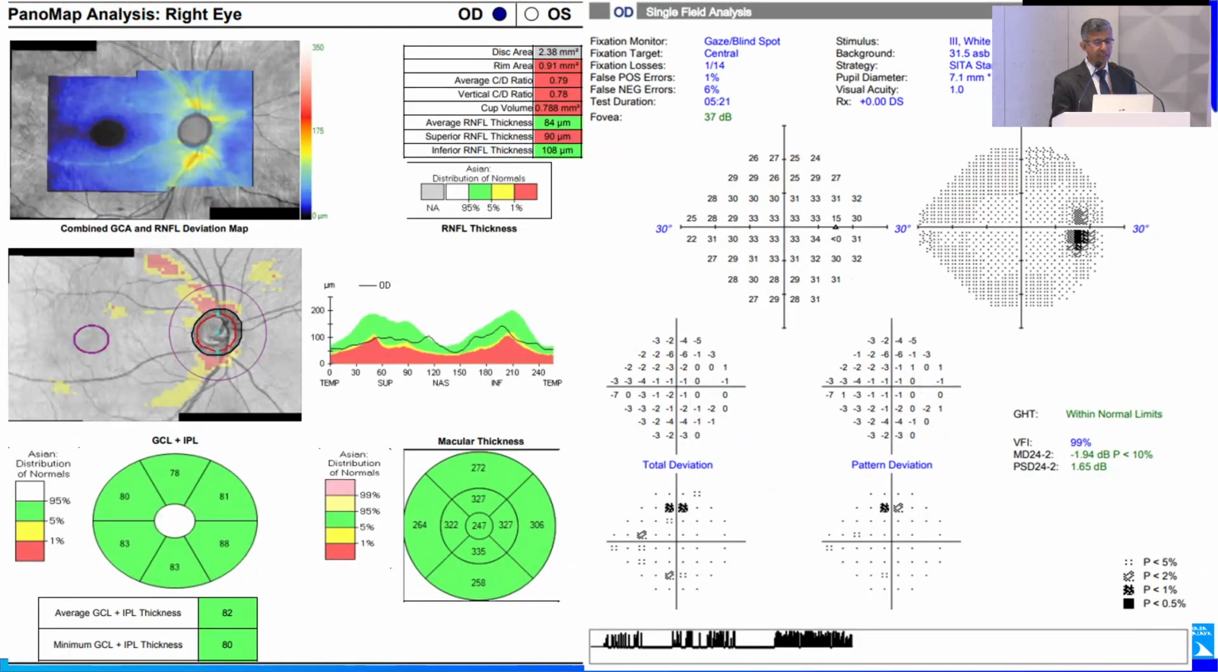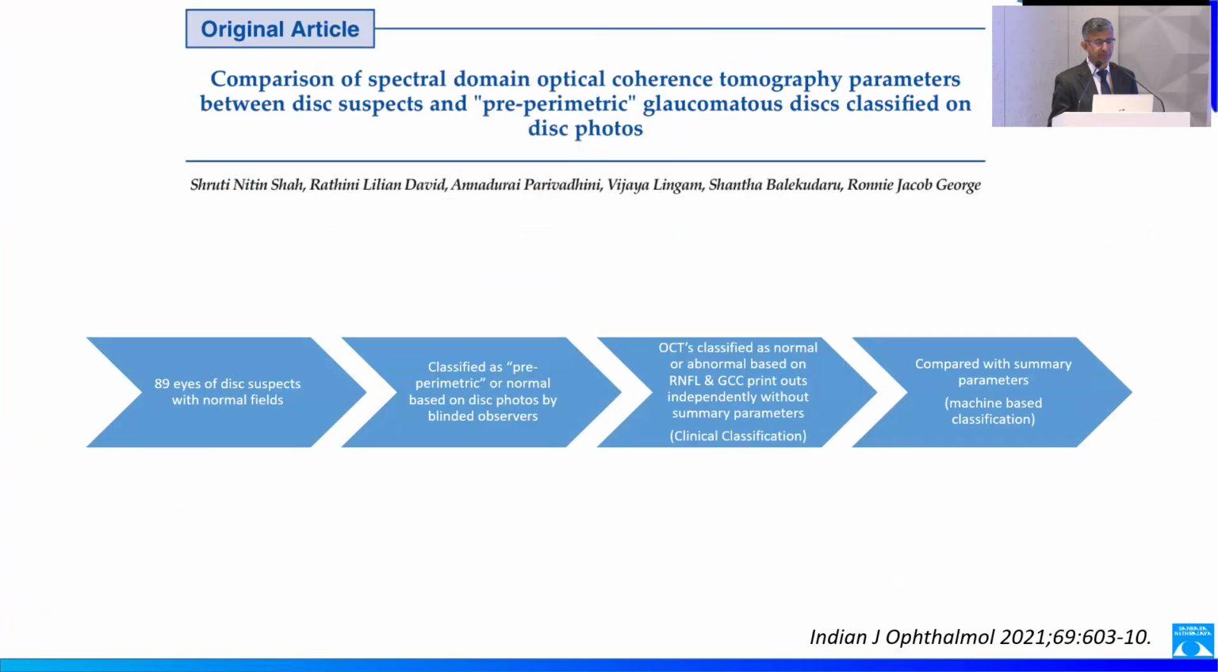But if you have something like this, where you have an RNFL defect, the visual field is near normal, and the GCC is abnormal, this is what you call structure discordance. And this, incidentally, is the fellow eye of the previous example. So we did a study some time back where we looked at patients who we thought were disc suspects. Three glaucoma specialists assessed all the discs without any other information.